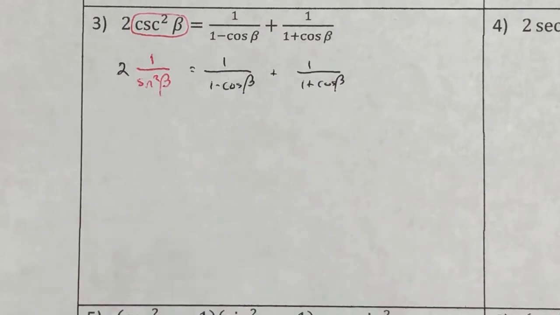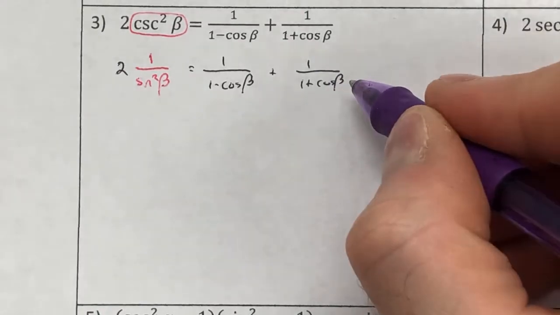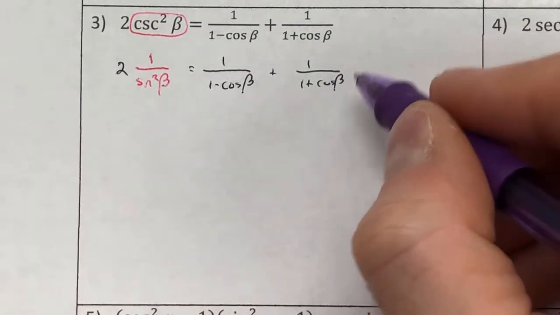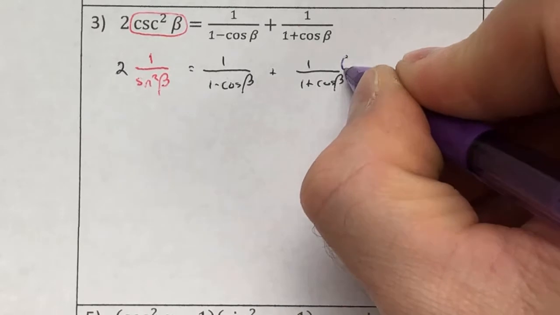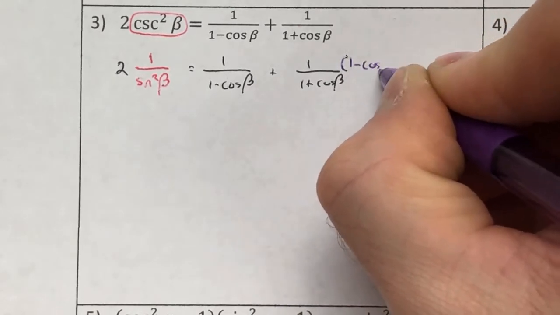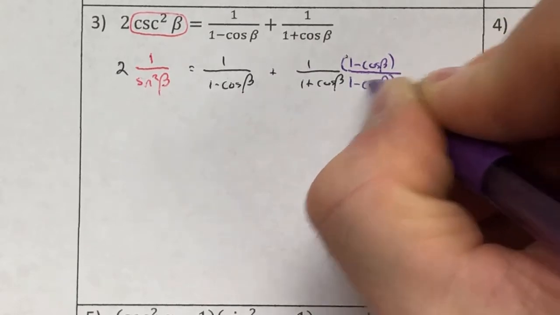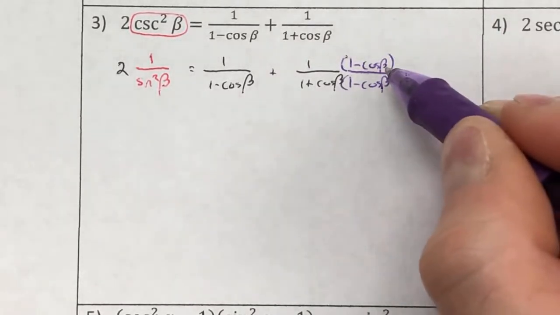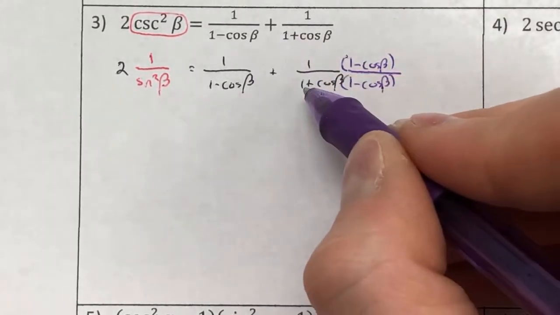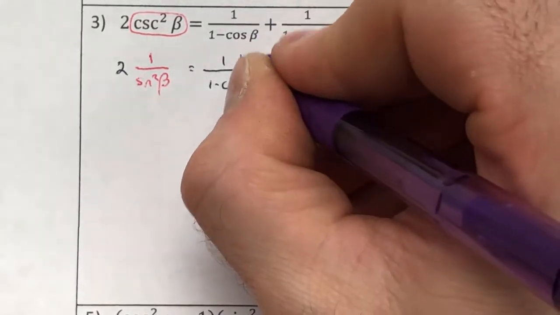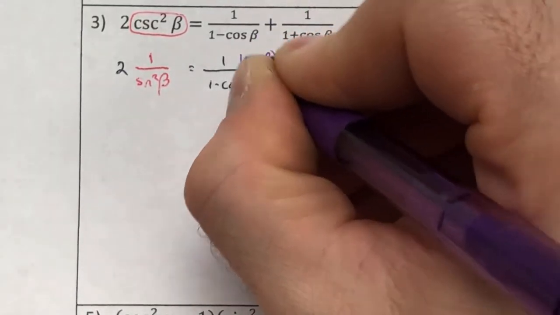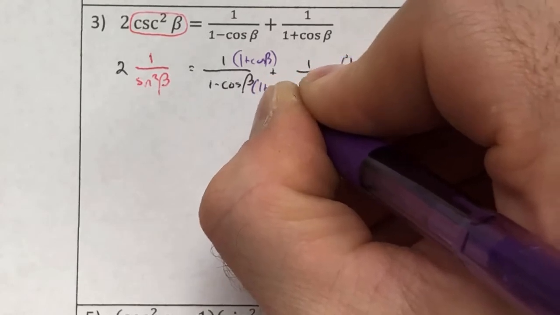So because I have two different fractions, what I'm going to do is combine them, which means that for this right expression, I need to get a common denominator. So I'm going to multiply top and bottom by 1 minus the cosine of beta over 1 minus the cosine of beta. That way I haven't changed this expression. I'm going to do the same over here with 1 plus the cosine of beta. So 1 plus the cosine of beta times 1 plus the cosine of beta.